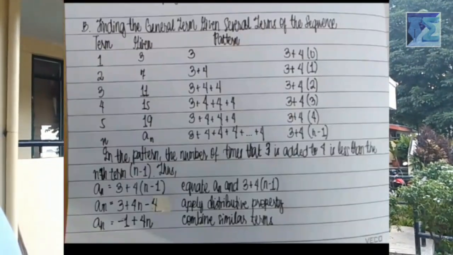Again, the first step is to identify the pattern. Can you see the pattern in our sequence? Exactly. Notice that each term is 4 more than the previous term. 3 plus 4 is 7, plus 4, that's 11, and so on. We can search the pattern using a tabular form.